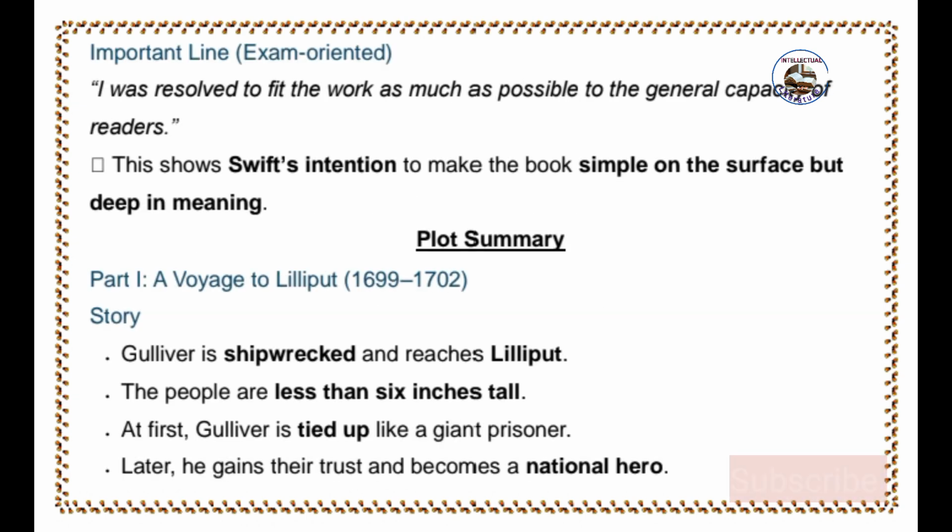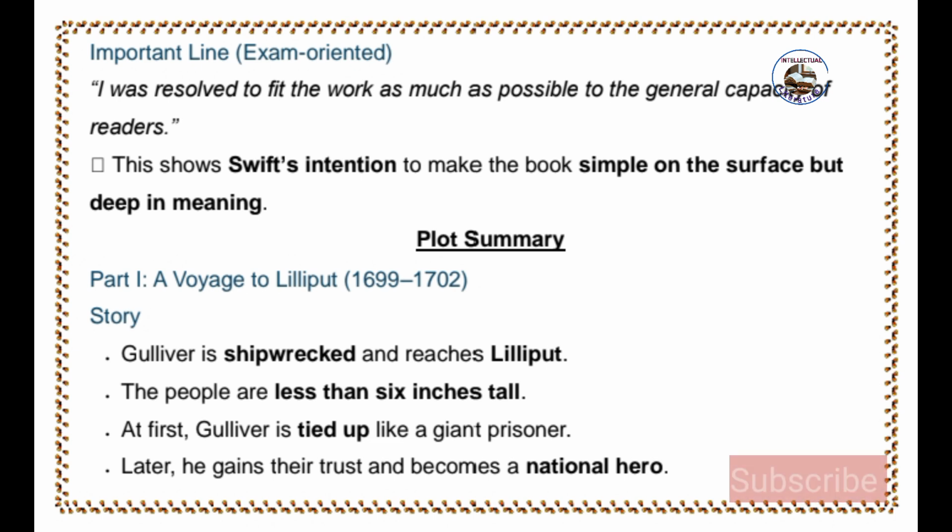Important lines are: I was resolved to fit the work as much as possible to the general capacity of readers. This shows Swift's intention to make the book simple on the surface but deep in meaning. So, let's go to the plot summary.